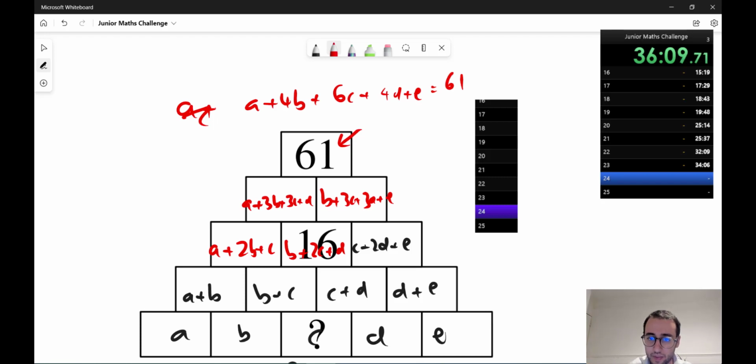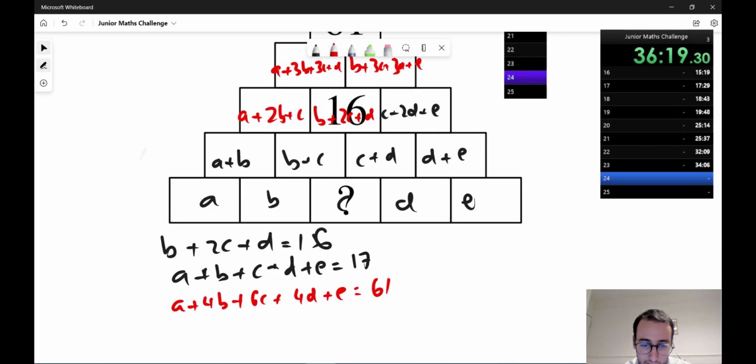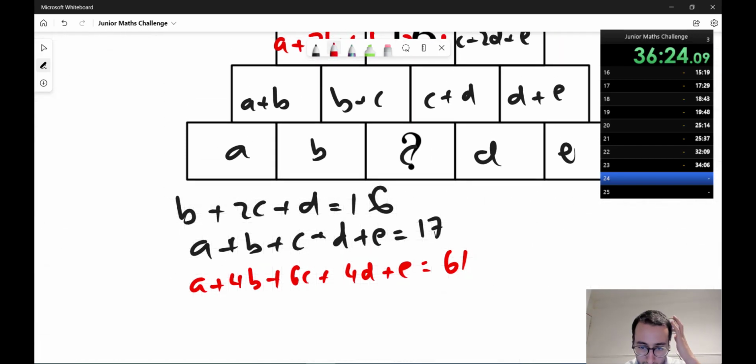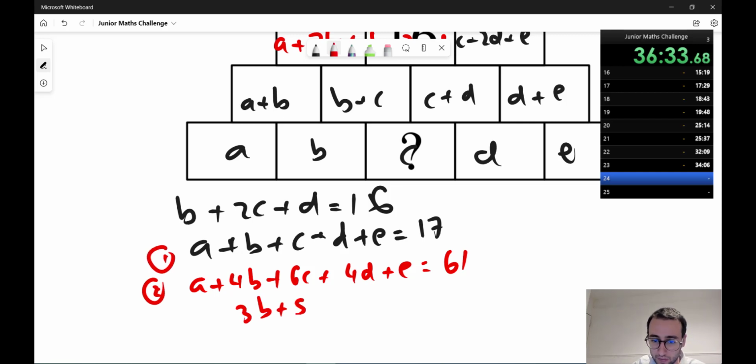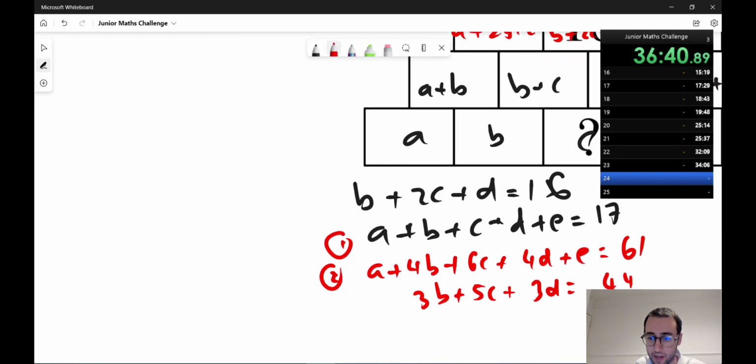Equals 61. A plus 4B plus 6C plus 4D plus E equals 61. Okay, I really like these sort of questions because we can do some nice elimination, I think. So yeah, if I do this minus this, 2 minus 1, I get 3B plus 5C plus 3D equals 44. And then that's only in B, C, and D, just like this one.